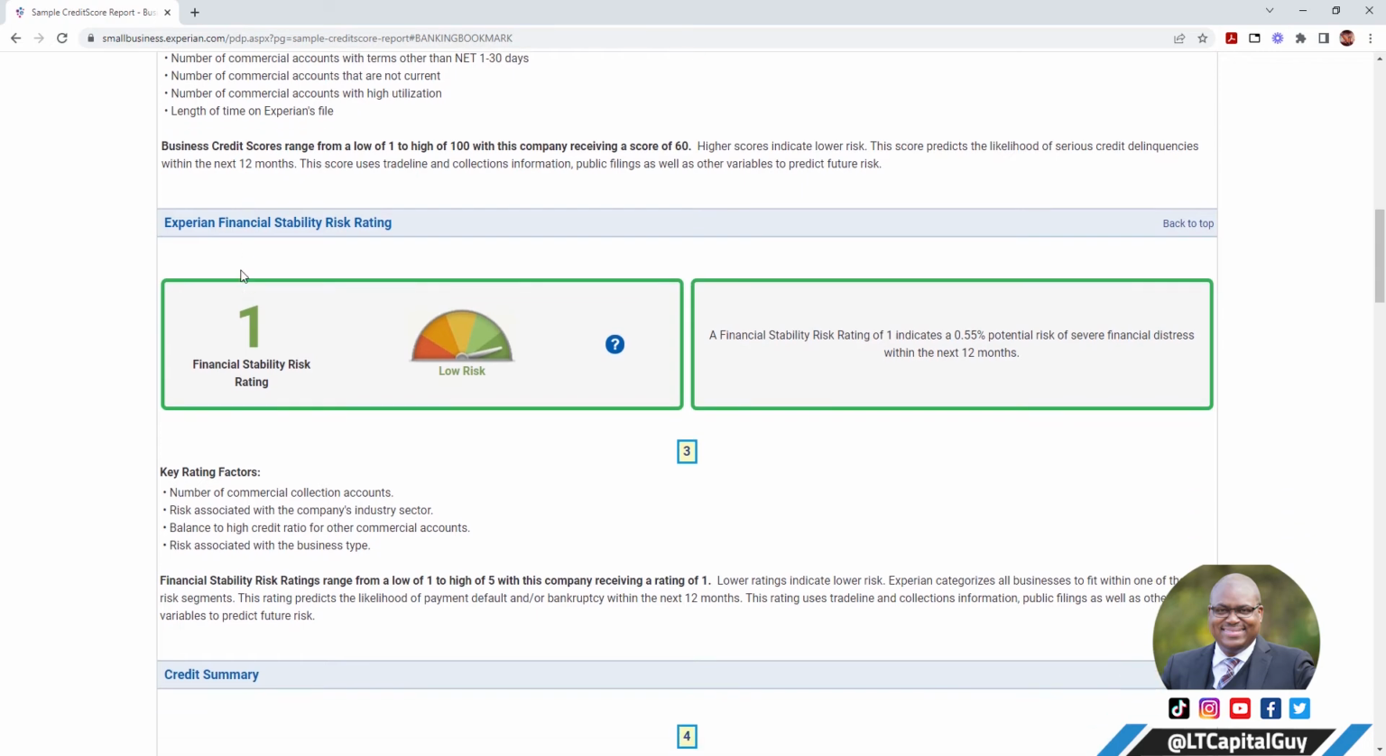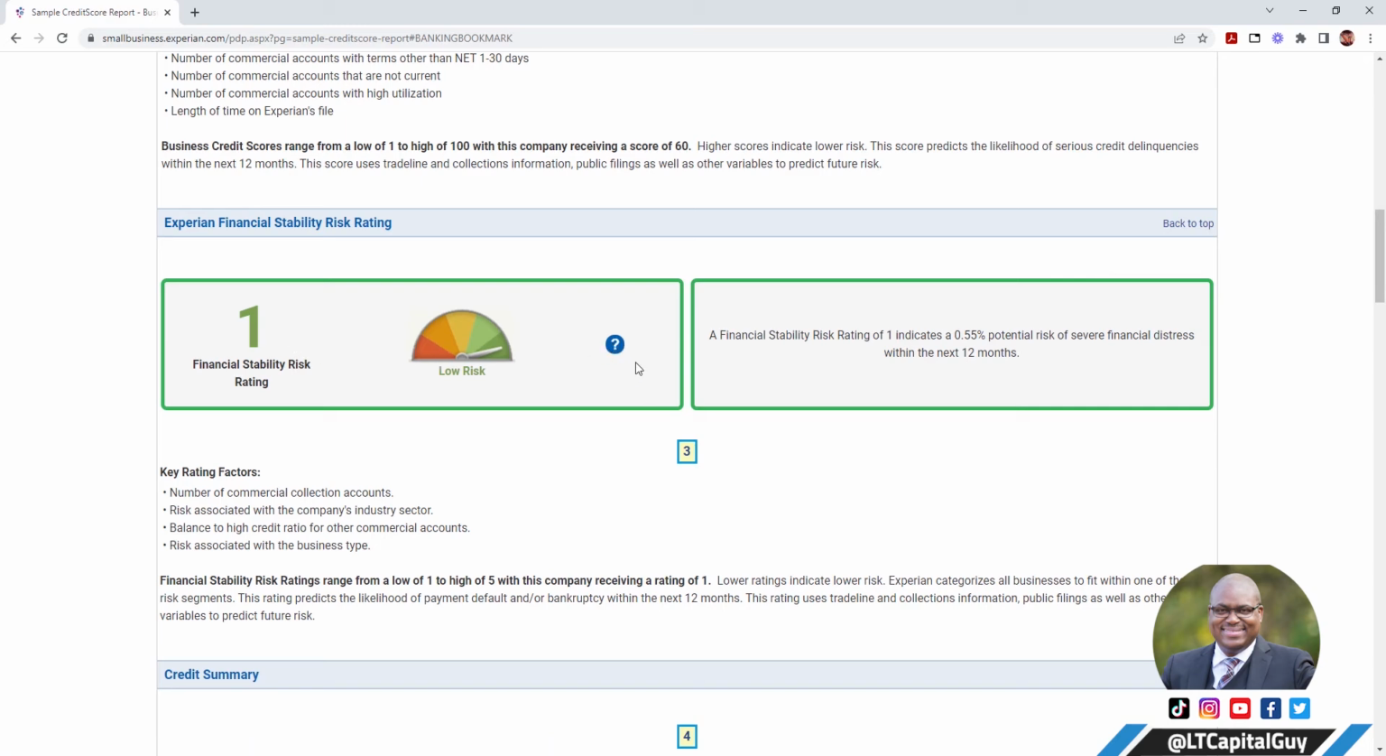Then you also have this financial stability risk rating. And we see here that the financial stability risk rating of 1 indicates 0.55% potential risk of severe financial distress within the next 12 months. So it's basically a calculation that helps predict the future, whether or not you're going to be in business over the next 12 months, right?